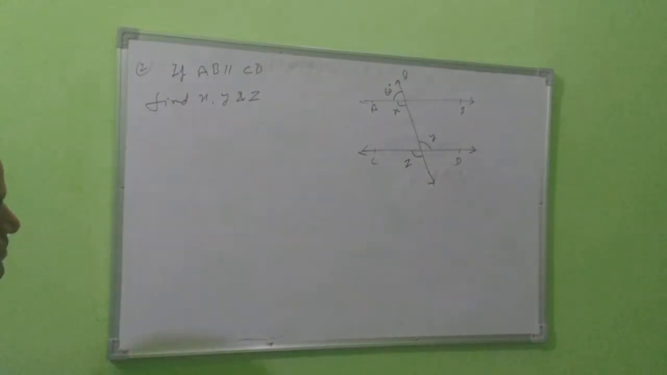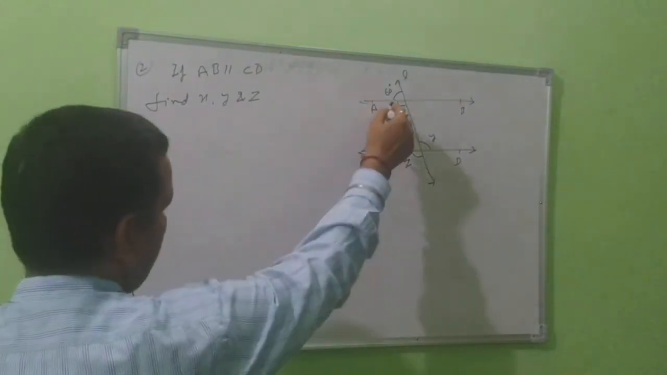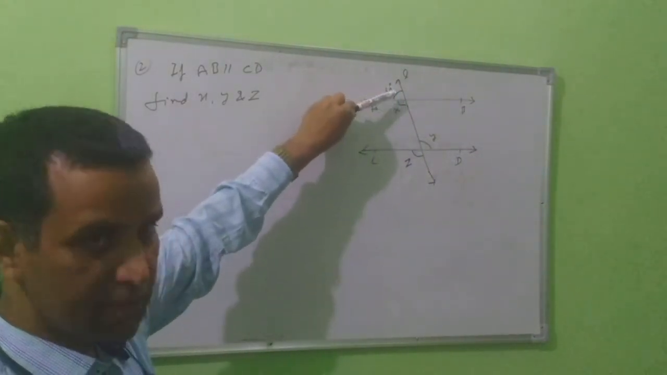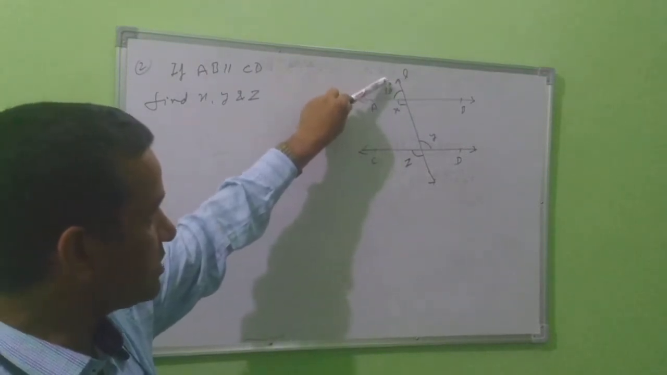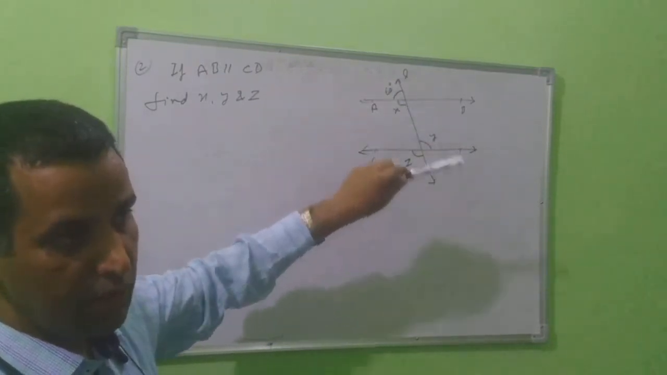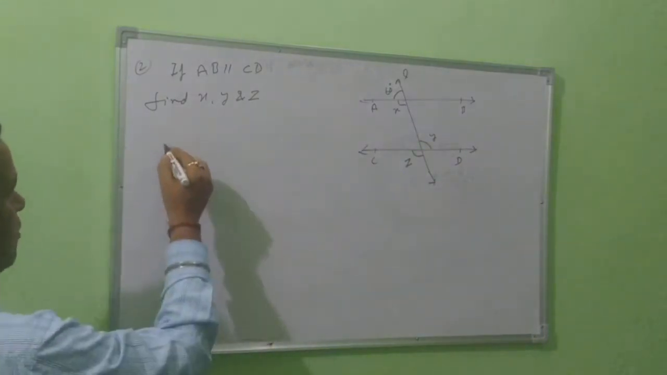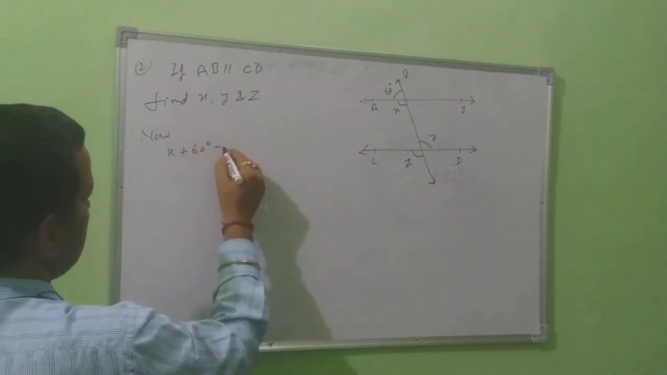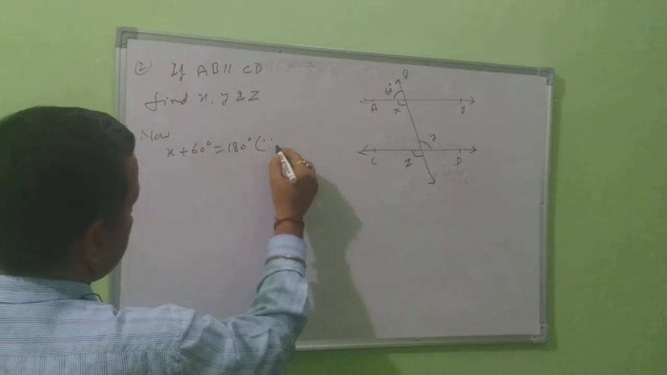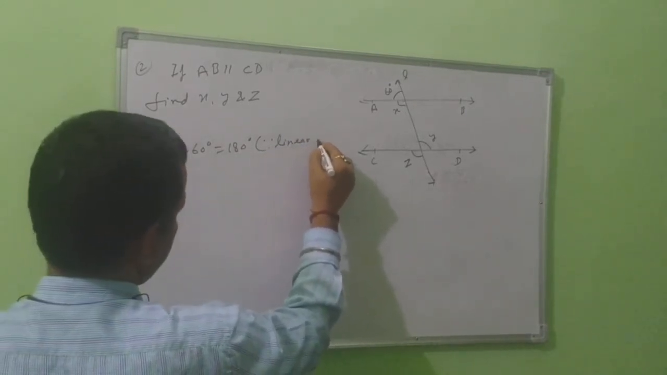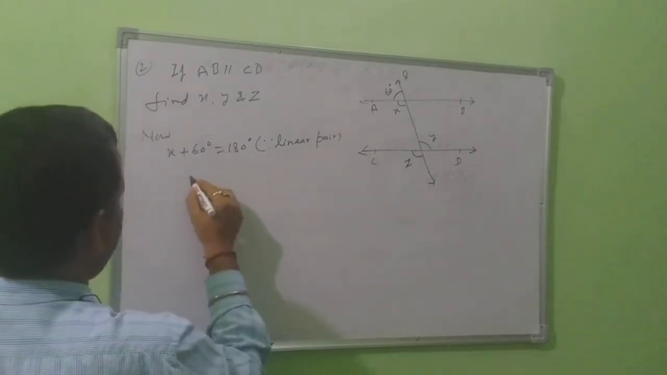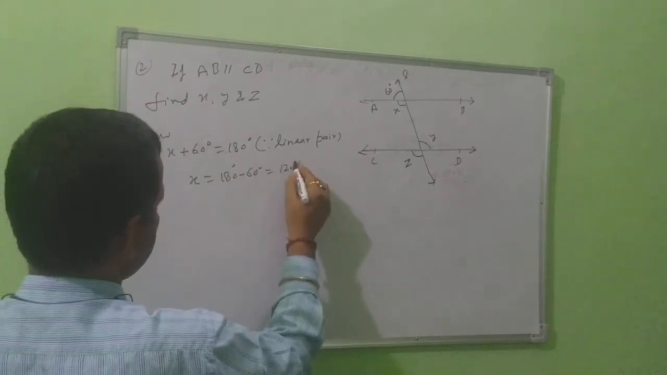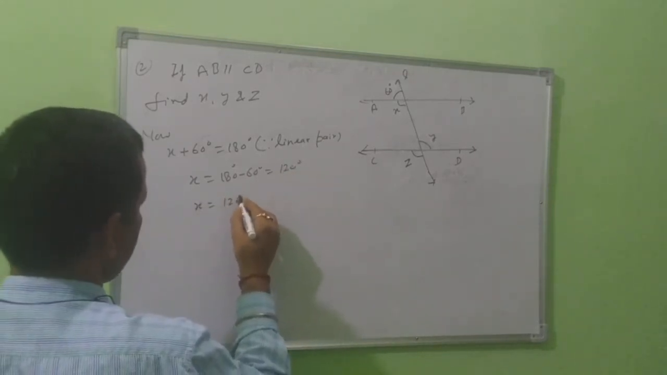First of all, you check here. How to find this angle x? Now look here, angle x and 60 degrees both form a linear pair. Then you use the condition of the linear pair, and you can find the value of x. What is the value of x? x plus 60 degrees equals 180 degrees. What is the reason here? Linear pair. x equals 180 degrees minus 60 degrees, which equals 120 degrees. The value of x equals 120 degrees.